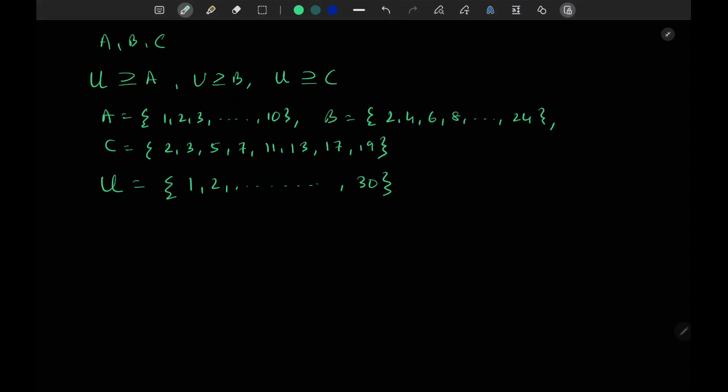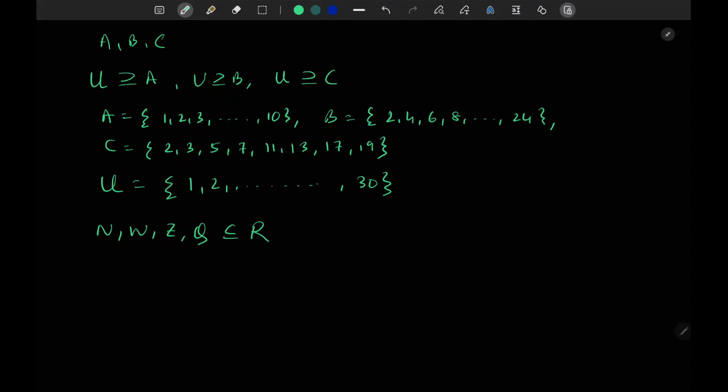In this example, we can see that A, B and C, all these three sets under consideration, are subsets of the given set U. So we can denote U as the universal set of these three sets. A more common example is in case of subsets of real numbers, where the set of natural numbers, the set of whole numbers, the set of integers, the set of rational numbers, these are all subsets of the set of real numbers.